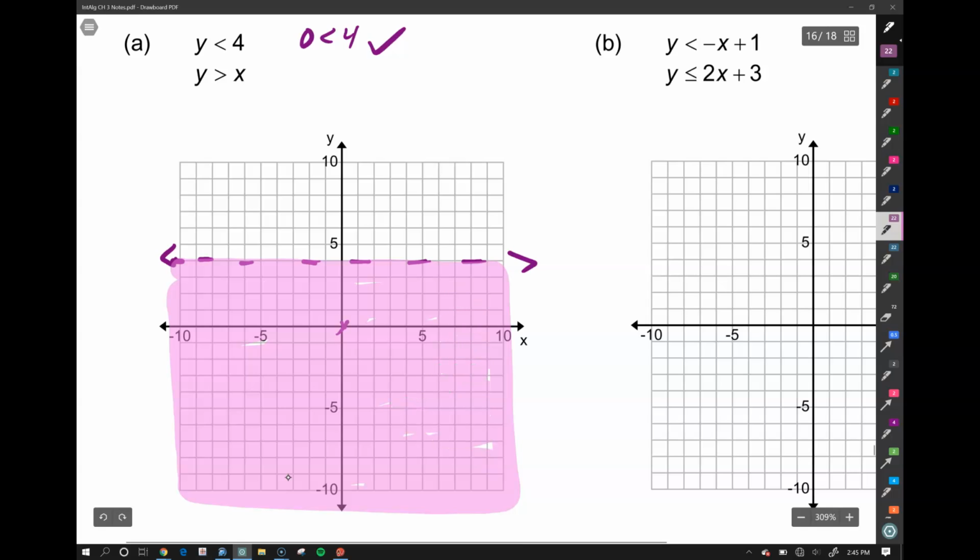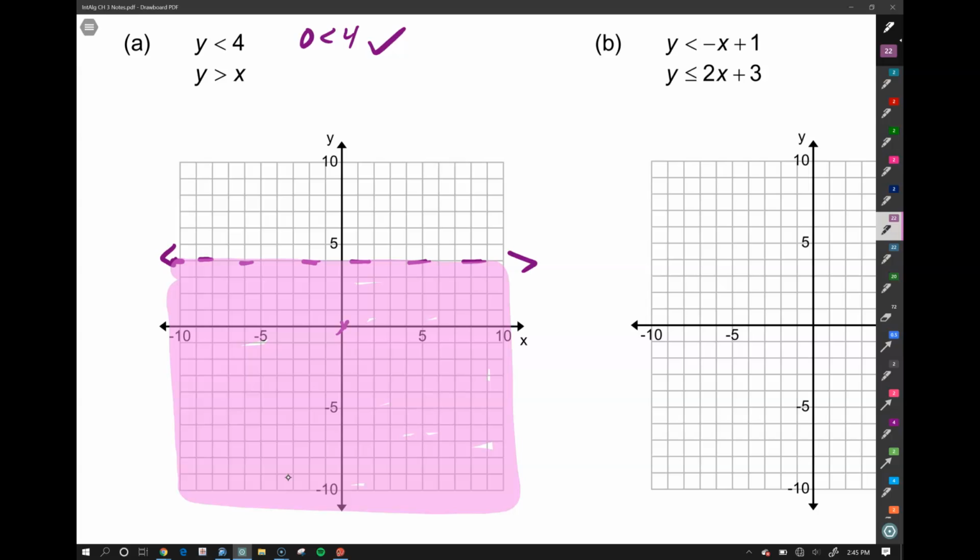All right, let's try the next one. So we know y equals a number is a flat line. What about y equals x? What's that look like? It's a diagonal. Literally y equals x. Cool. So by showing you how to do that when you were working on your homework, you guys can double check your answers. That's great. So I taught you how to do the calculator.